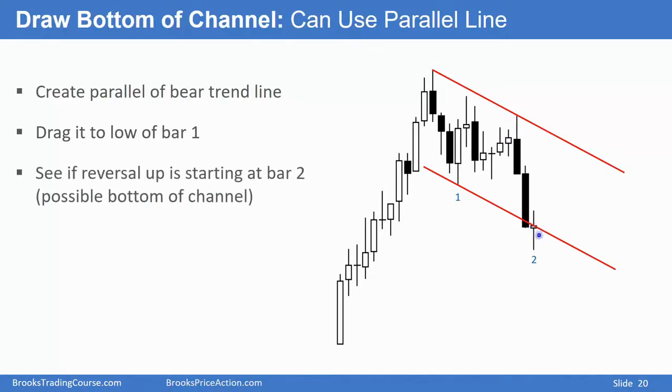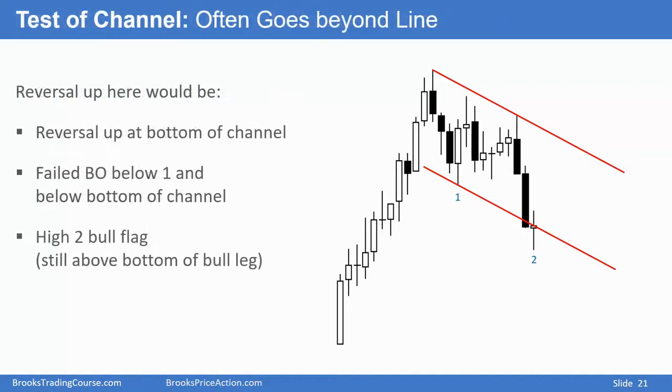Will the bear trend continue down and become a bear trend, or is this the end of the selling and the resumption of the bull trend? The line is important. Traders want to see what happens, and so far it looks like the market is stalling at the line. Possibly a big high 2 bull flag, 2 legs down, 1 pullback, 2. So if we get a reversal up here, that would be a high 2 bull flag. This would simply be an overshoot, a failed breakout below the bottom of the channel.